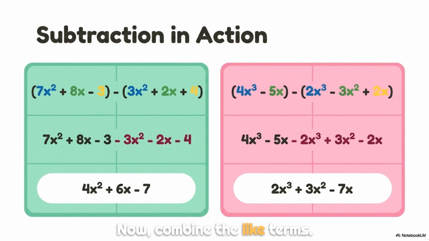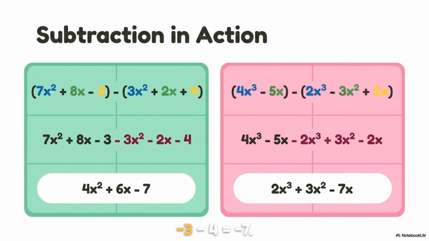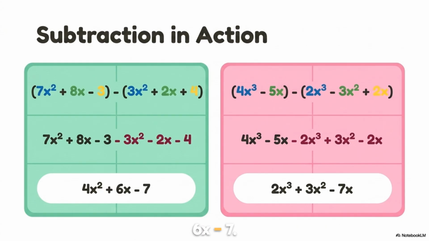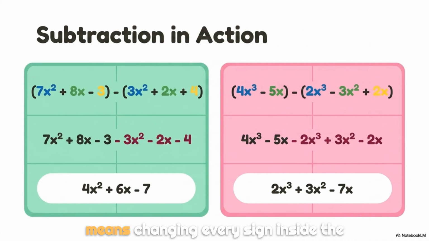Now combine the like terms. 7x² − 3x² equals 4x². 8x − 2x equals 6x. Negative 3 minus 4 equals negative 7. Therefore, the final answer is 4x² + 6x − 7. Always remember, subtracting a bracket means changing every sign inside the bracket.